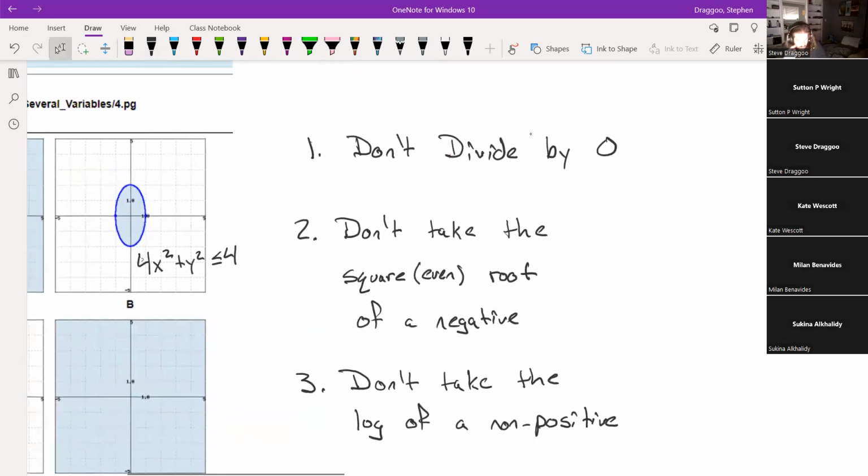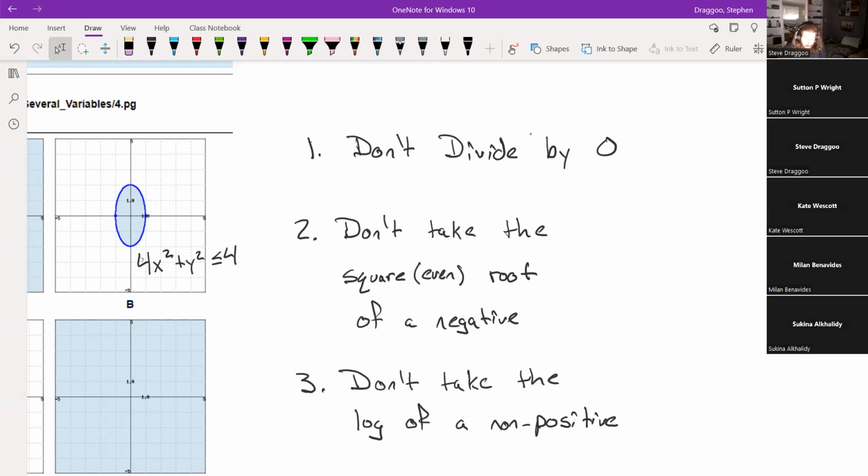Dividing by 0 is bad. Square roots of negatives are bad. Logs of negatives and 0 are bad. So if I've got to find the domain of a function, these would be the first 3 things I'd focus on. Just look within my equation for one of these rules and base my domain on that.